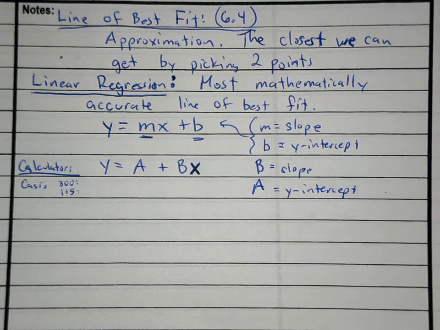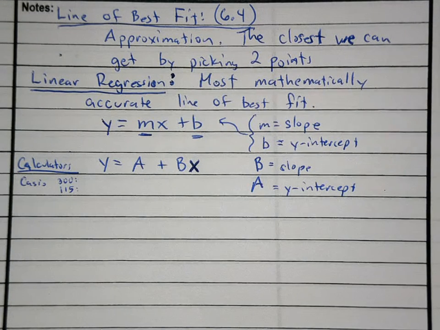So I have to teach you that big B is your slope and little a, or big A, is your y-intercept for our calculator. That's the hardest part. Okay? So I'm going to do an example for 6.4b, and we're going to do our first example together.